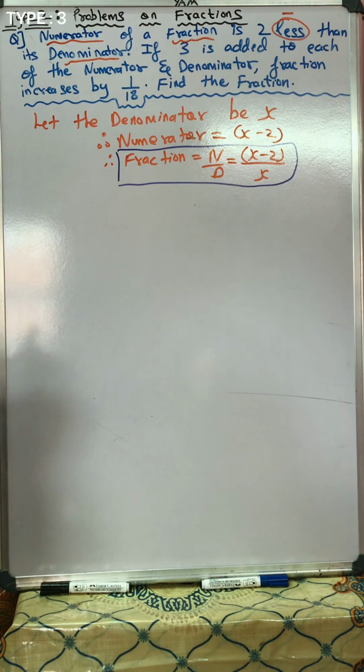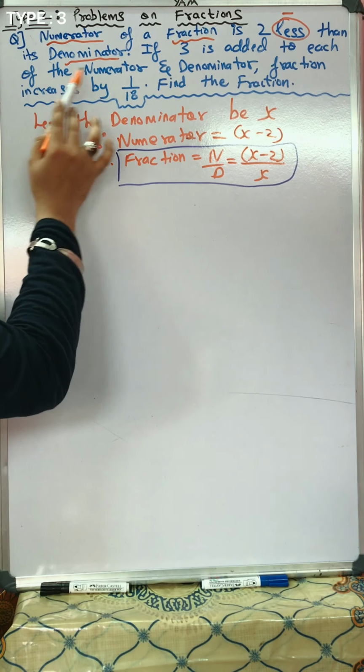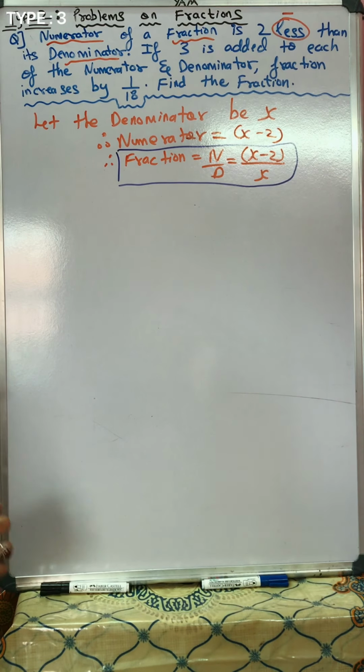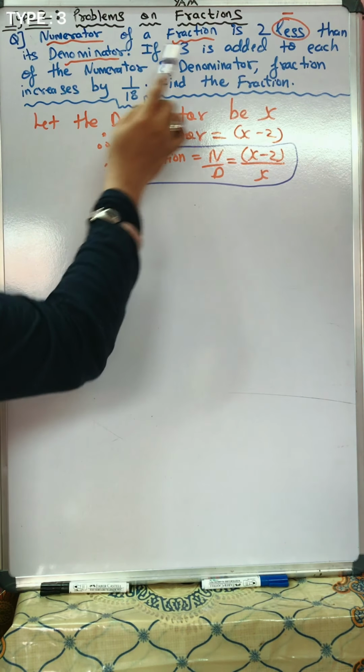Okay. Now let's read ahead. If 3 is added to each of the numerator and denominator, okay, so they are adding 3 to each, means they are adding 3 to both numerator as well as denominator.